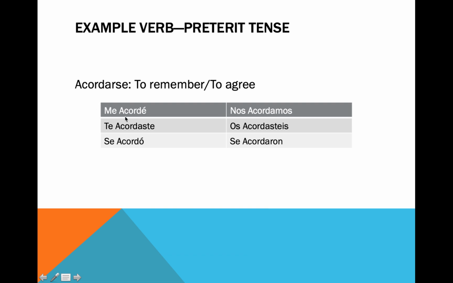Todos, repite. Me acordé. Te acordaste. Se acordó. Nos acordamos. Os acordasteis. Se acordaron. Okay, so that's all you're doing. Drop that AR verb ending. Add the é, aste, ó, amos, asteis, aron. And if it's a reflexive verb, put me, te, se, nos, os, se to the front of it.